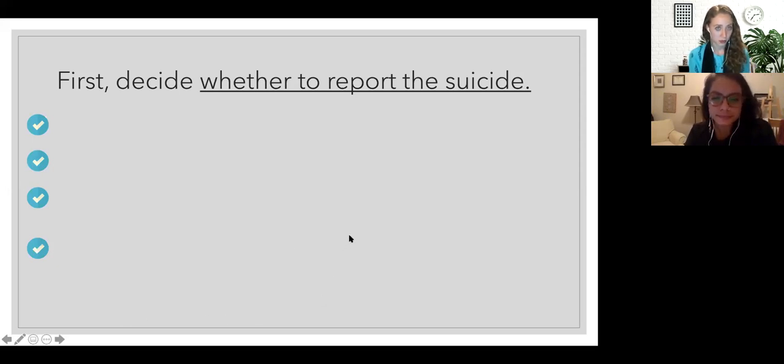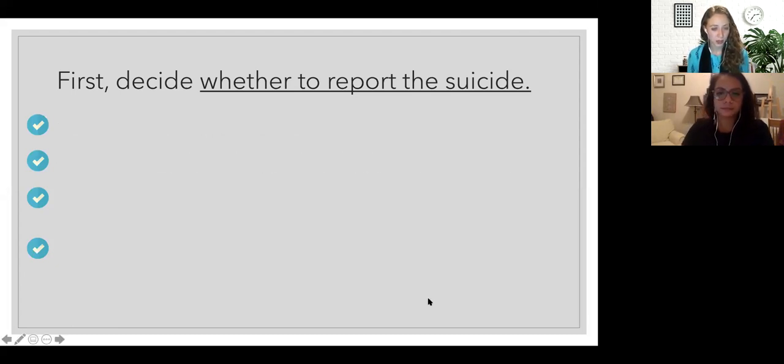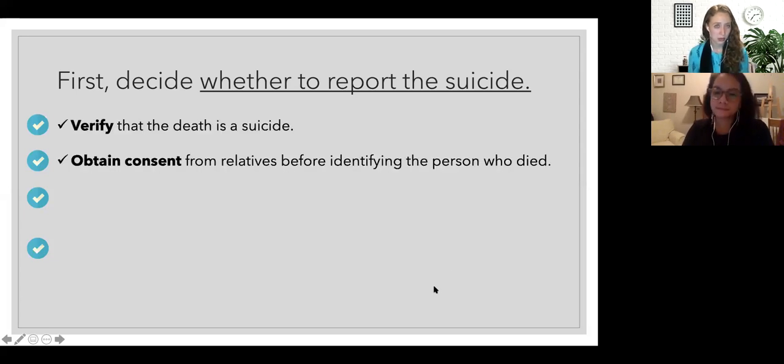So the first question that we want to consider, and we encourage you to ask, is whether to report it or not. The first thing we would recommend is ensuring that the death has been confirmed as a suicide by official sources, so that the report does not fuel speculation or interfere with any ongoing investigations. Also, where possible, please obtain informed consent from appropriate relatives or close friends before identifying the person who has died in a public report. That will give the family at least an opportunity to know about the story and to think about how it might affect them.